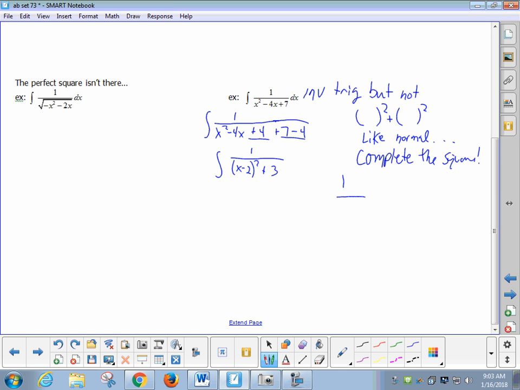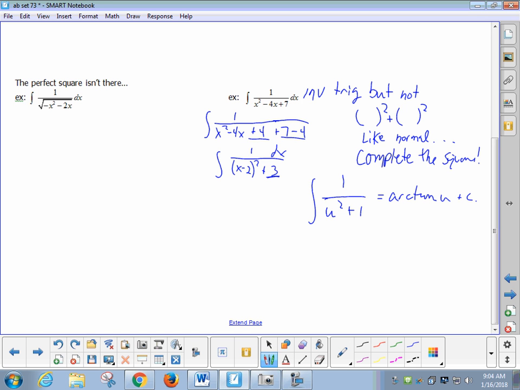This is arctangent-ish. Remember, 1 over u squared plus a squared is a perfect antiderivative of arctangent of... this needs to be 1, doesn't it? Sorry. Is arctangent of u. So, we have a little bit of arctangent work. The problem is that that is not 1. How do I make it 1?